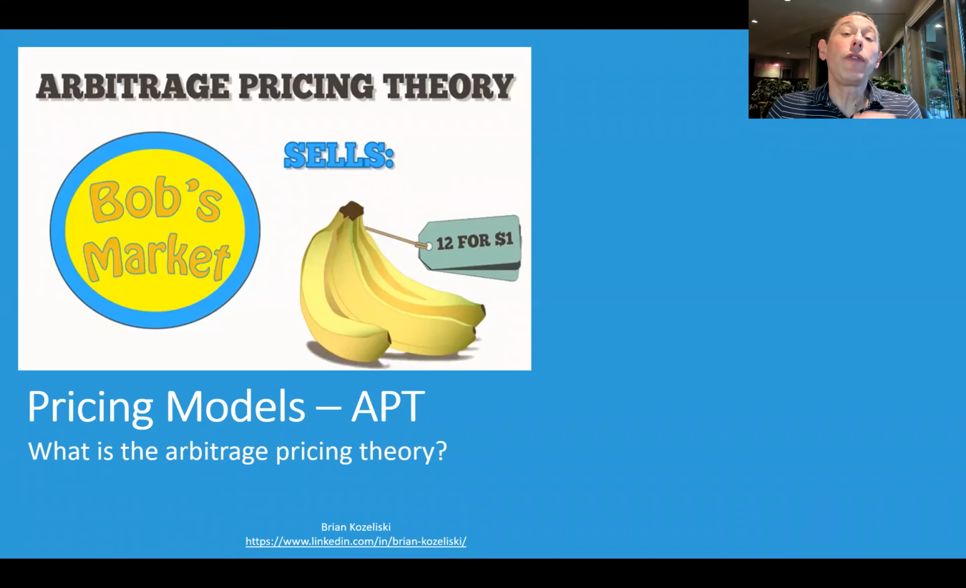Hello, today I wanted to briefly discuss the arbitrage pricing theory, or APT. Now, I really like this graphic here, but I don't know what Bob's market has to do with the APT, and I really don't know what these bananas have to do with the APT.